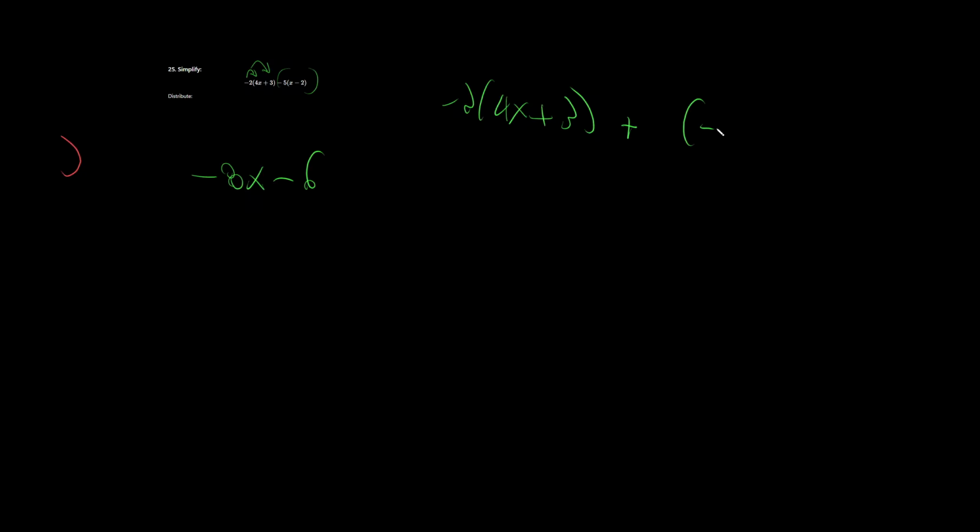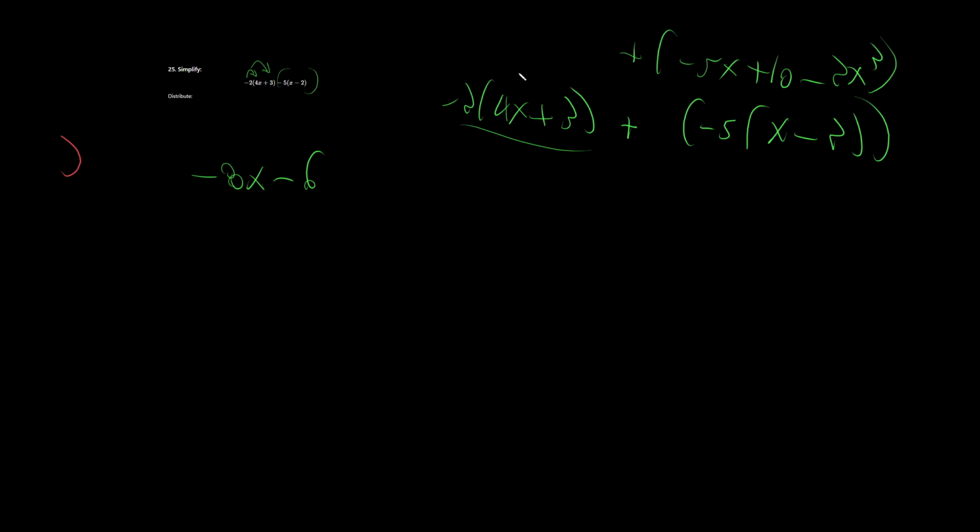plus -5 times x minus 2. Okay, so we just did this. That's already simplified. Remember when you're adding something like plus -5 times x minus 2, the first part is just going to stay the same. So when we distribute this, eventually we get -5x, minus 2 times -5, which will be plus 10, because the negatives cancel out. So we get -8x minus 6.